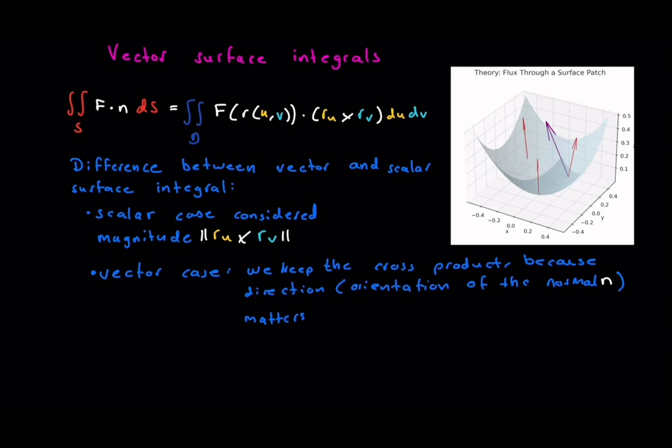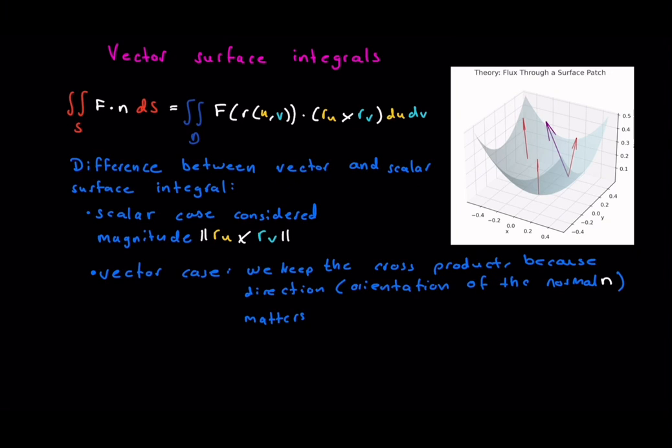The oriented area vector, r_u cross r_v, gives both the size and the orientation of each surface patch. So the flux integral is the double integral over D of F(r(u,v)) dot r_u cross r_v du dv. Notice the contrast. The scalar case uses the magnitude. The vector case uses the full cross product.